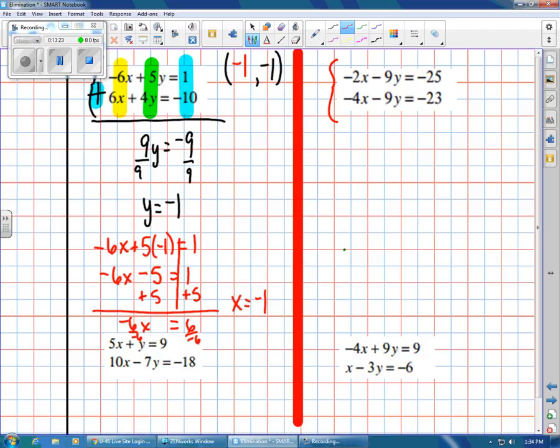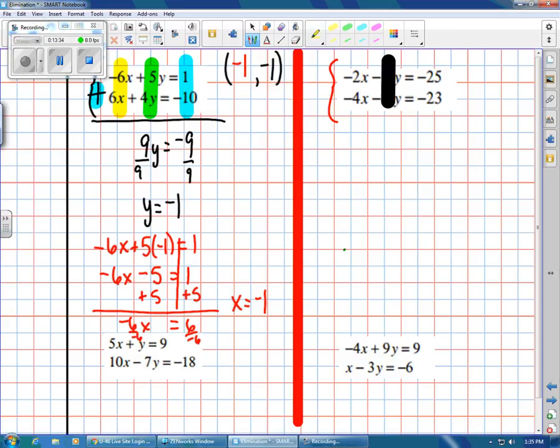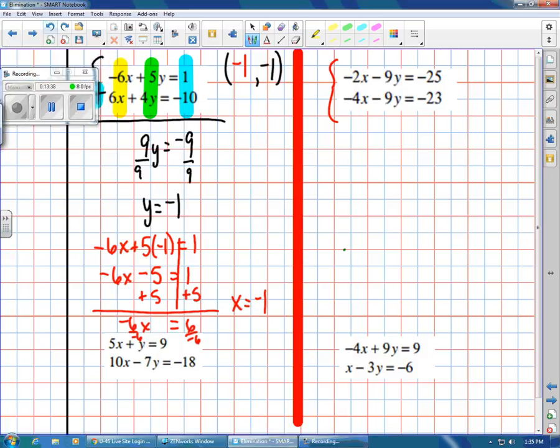I don't have any opposites. What I do have, which might be helpful to look at, is some like terms here. Negative 9y and negative 9y. My number is the same, but my sign is also the same. So I need to figure out a way that I can change one of the negatives to a positive so that I can add them and that term is going to disappear.